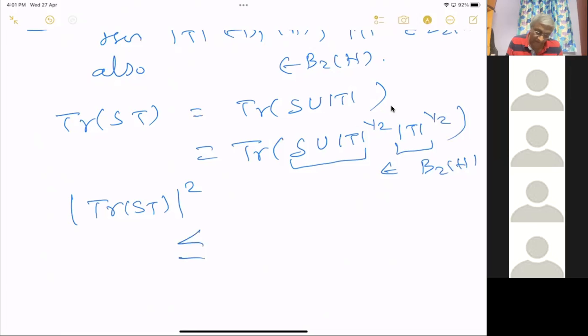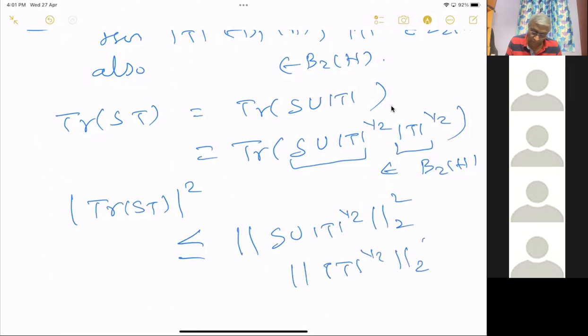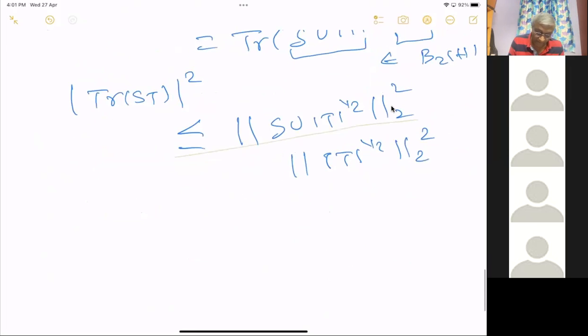So this is less than or equal to... I'm just splitting it into these two operators. That is equal to the Hilbert-Schmidt norm of this, S U |T|^(1/2), squared. Then there is a square here. Then the norm of T^(1/2), squared, right? So that's what I have written.